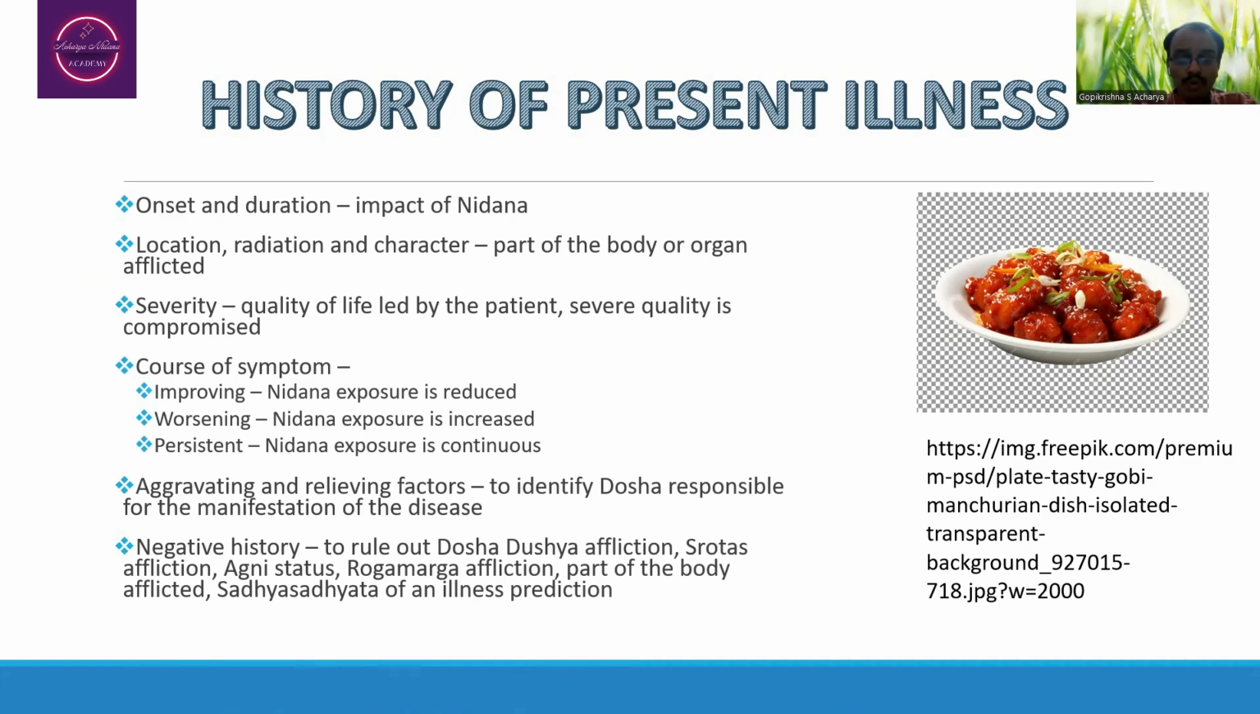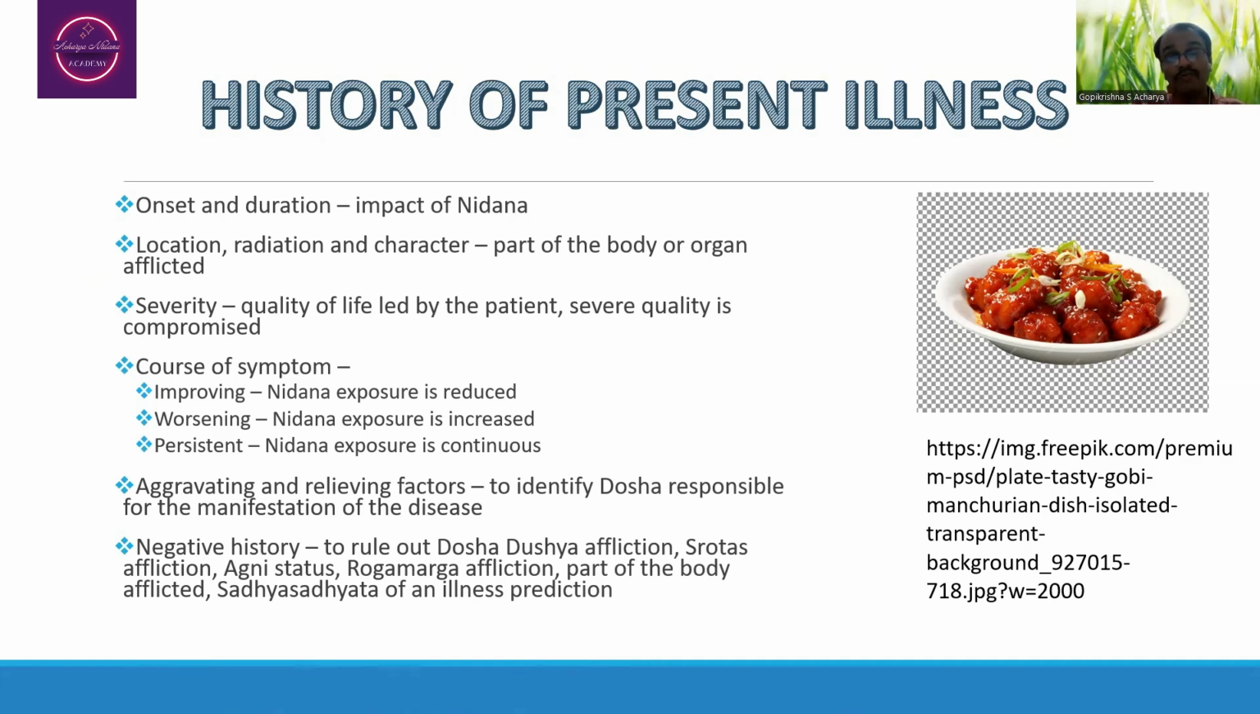So when you think about the course of the symptom, if the person is having an improving course of the symptom, in the sense initially the person is having severe pain, now he is having reduced pain as such, so that is indicative of the exposure to Nidana that is going to get reduced.